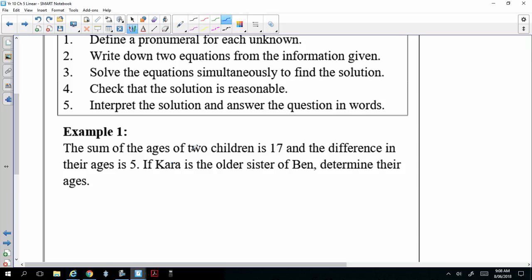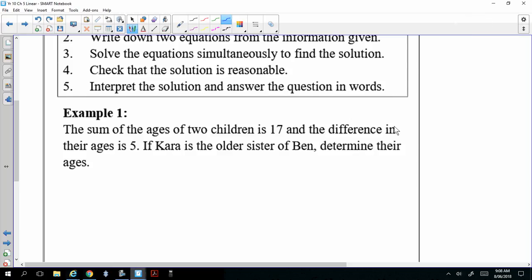The sum of the ages of two children is 17. The difference between their ages is 5. Kara is the older sister of Ben. Determine the ages. Okay, so there are two people, Kara and Ben.